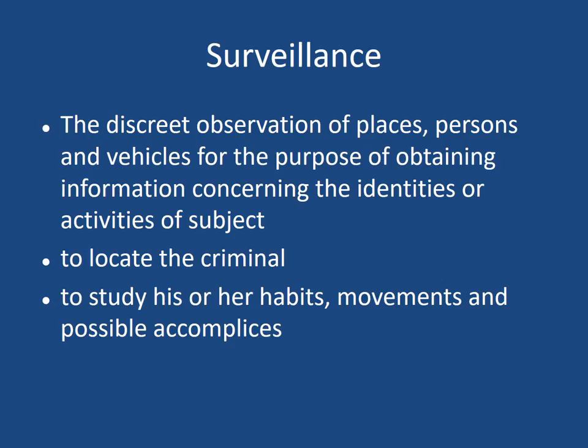Surveillance is the discreet observation of places, persons, and vehicles for the purpose of obtaining information concerning the identities or activities of a subject. We use surveillance to locate a criminal and to study his or her habits, movements, and possible accomplices in order to identify criminal activity.